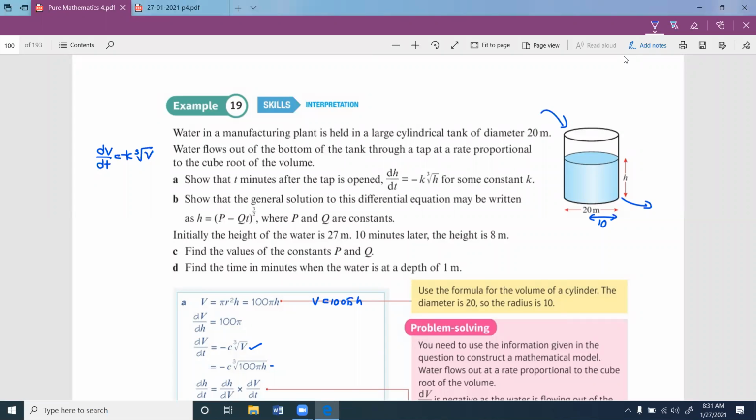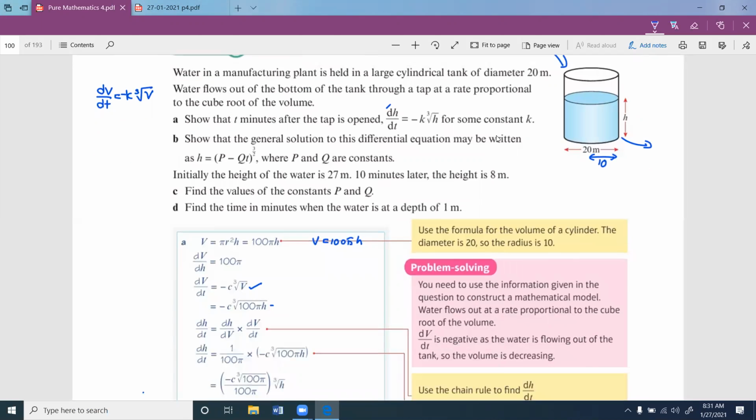This way, show that t minutes after, dh over dt. Dh over dt means what? The rate of change of height, right? Then how to form this equation? We know that volume is pi r squared h for a cylinder. Then r is 10, therefore it turns to pi into 10 squared into h, so it turns to 100 pi h. From this information, we can find dV by dh, that is 100 pi.